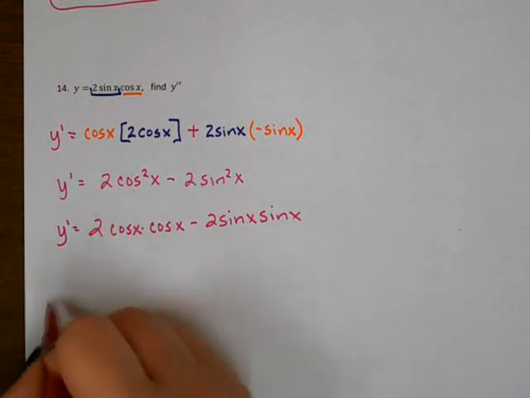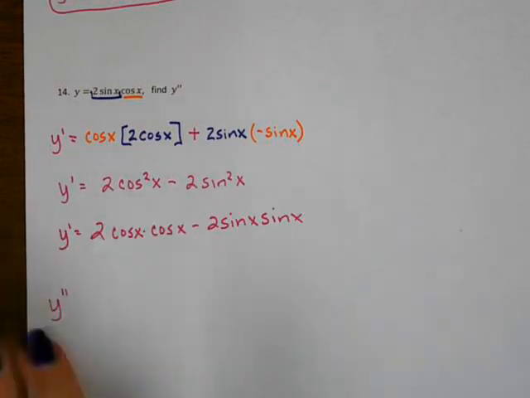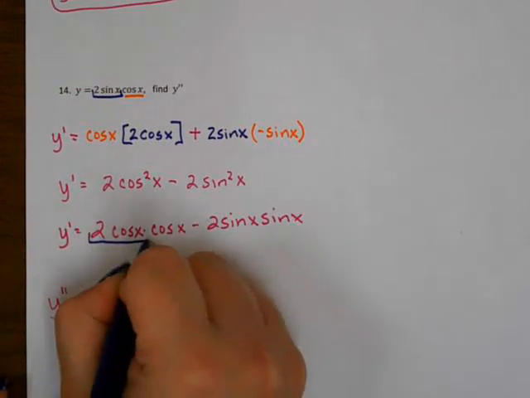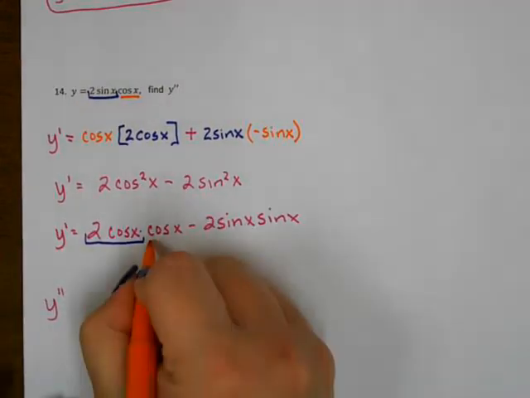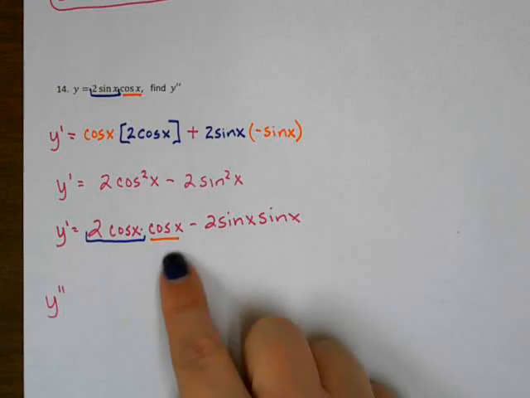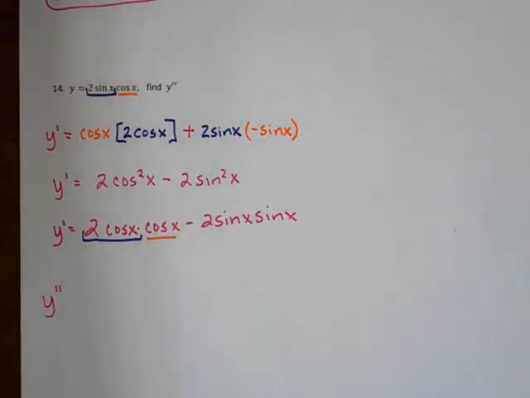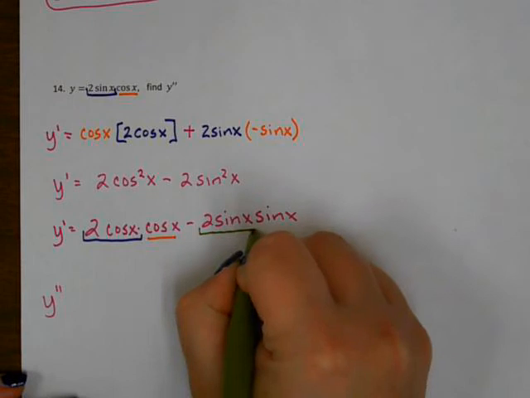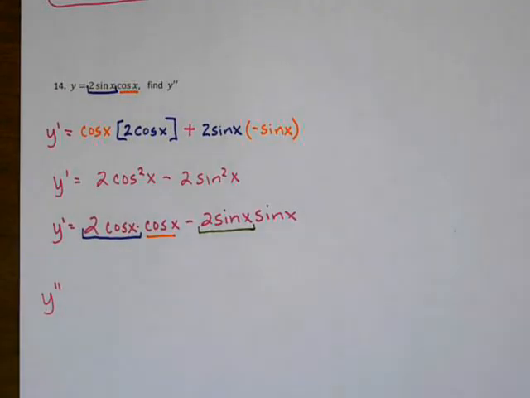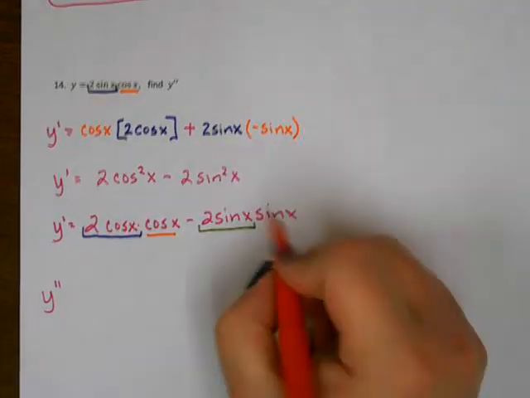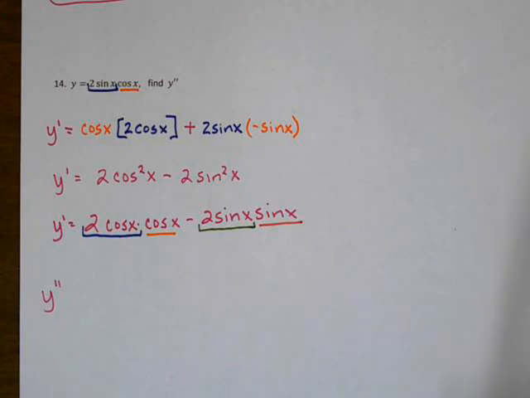So for y double prime, I'm going to call this my first function here, and I'm going to call this my second function. And if you notice, I'm going to need to do product rule over here also. So I'm going to need some more colors. I'm going to call this my first function, and then I'll call the sine of x my second function. All right, let's see if we can do this. Ready?